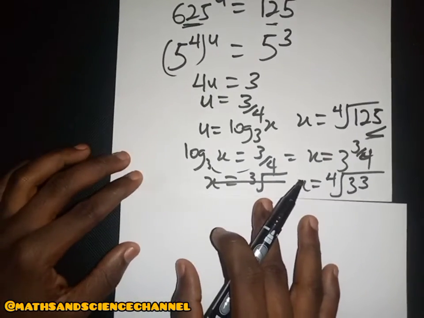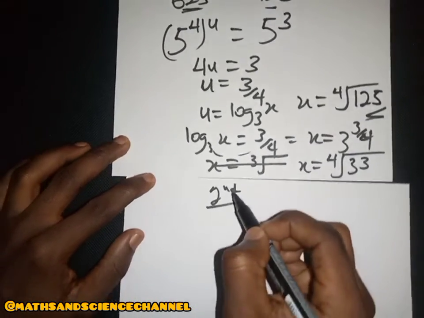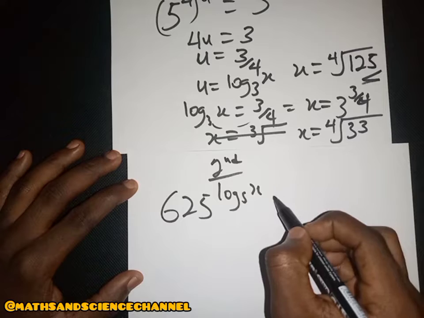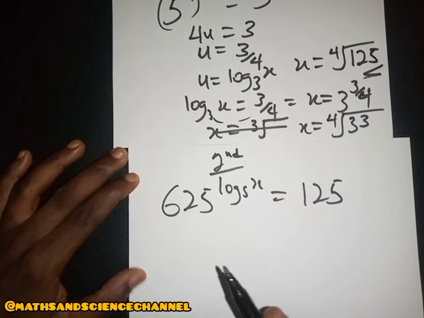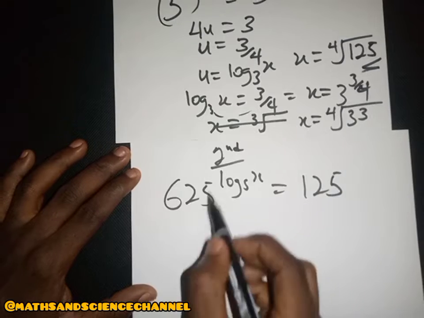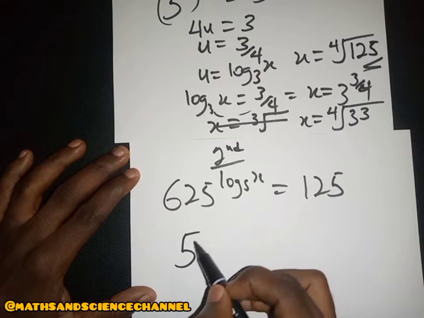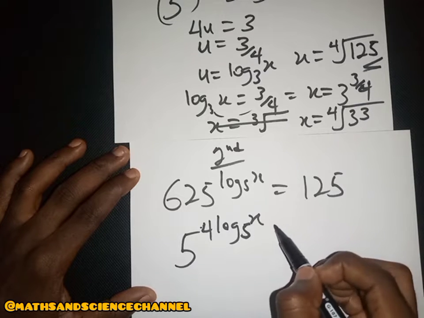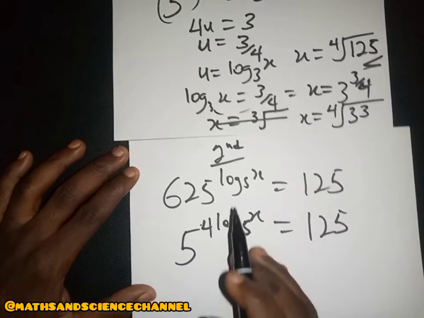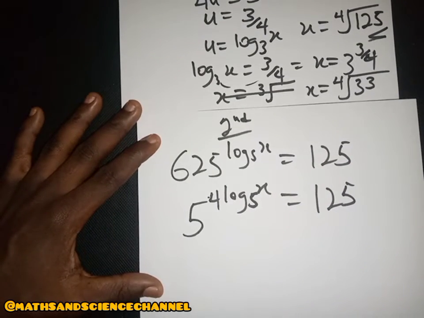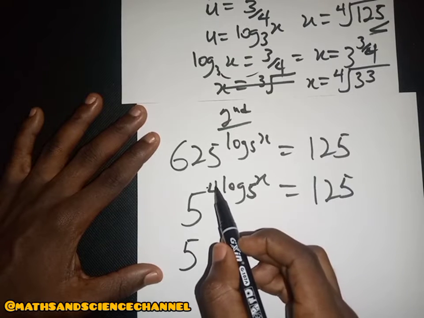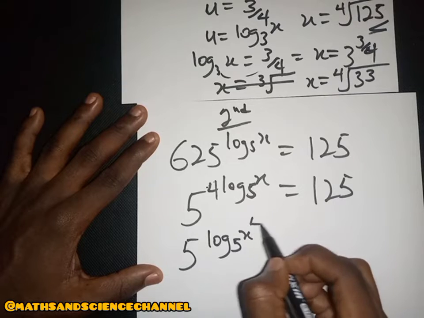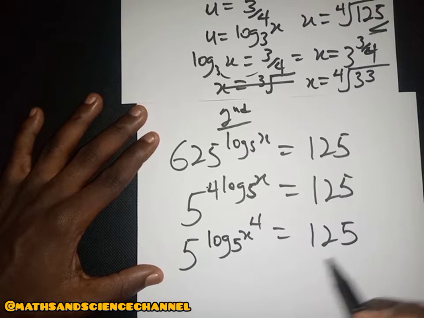For the second method, let's write the whole of this again: 625 to the power log base 5 of x equals 125, right? Now what I'm going to do is write this in terms of 5. So we said that is 5 to the power 4, then we have log base 5 of x being equal to 125, but then I'm going to maintain this as the same, right? From properties of log, I can move this 4 to the top there. So we have 5 to the power 4 log base 5 of x being equal to 125 in this case.